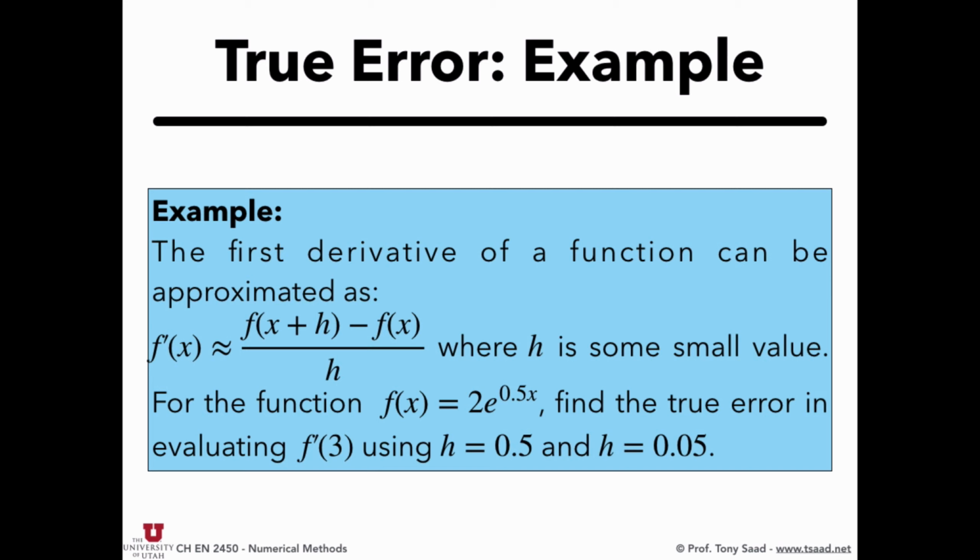Okay, clear? Is this problem statement clear? So we have a function 2e to the 0.5x, and we want to evaluate the error in approximating its derivative using this formula. You should be familiar with this definition of the derivative. You took that in your high school, okay? So we will come back to that later when we learn about differentiation.